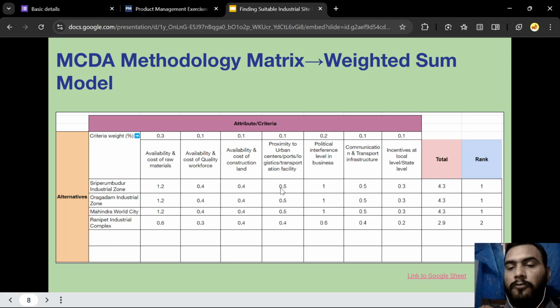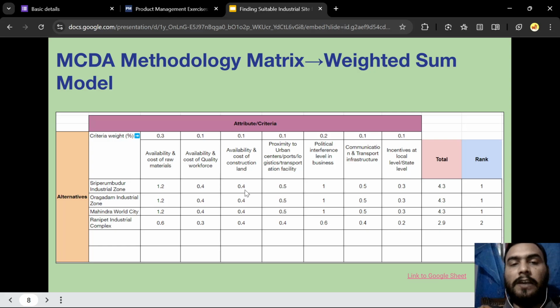So this is a link to a Google Sheet where I have taken all the different alternatives in the Tamil Nadu state that I have chosen. There are different industrial clusters or economic zones that I mentioned. Now, in those economic zones, we have chosen four: Sriperumbudur, Oragadam, Mahindra, and Ranipet industrial areas. Now, based on different criteria like availability and cost of raw materials, quality workforce, construction land, proximity to urban centers and transportation, political interference, communication and transport, and incentives at local and national scale.